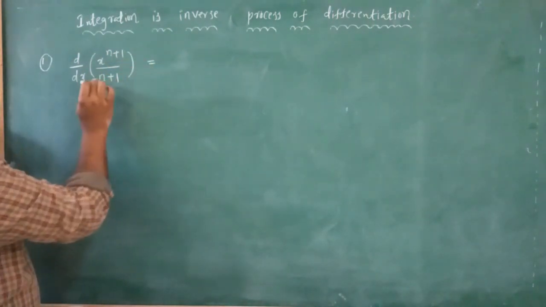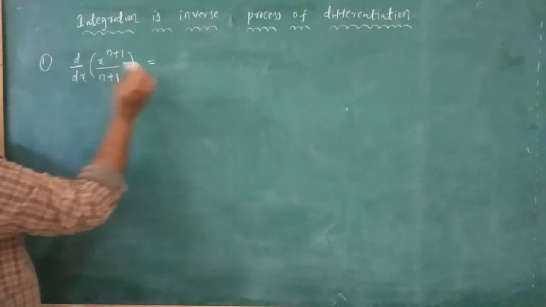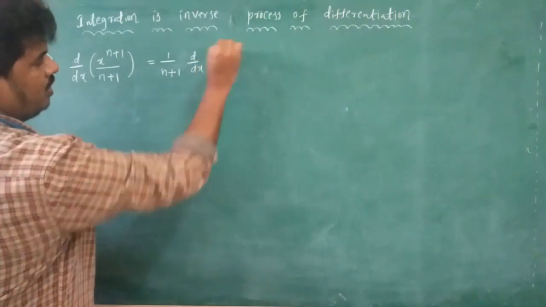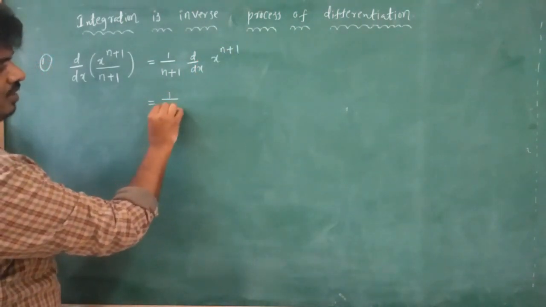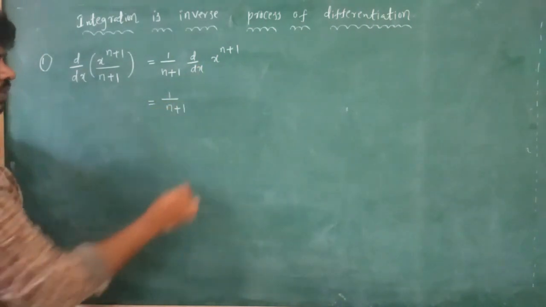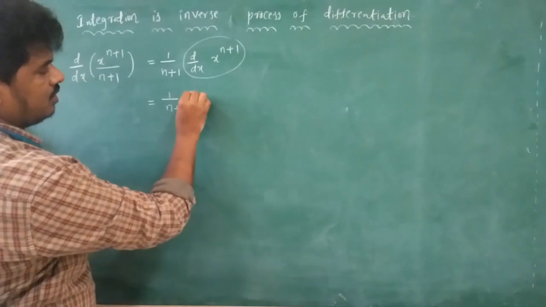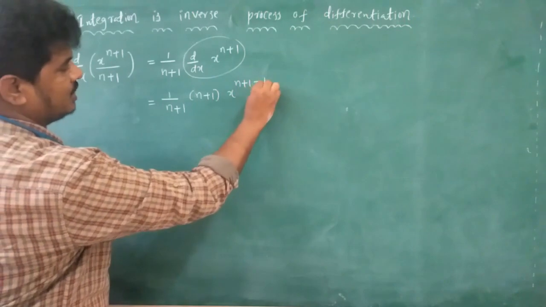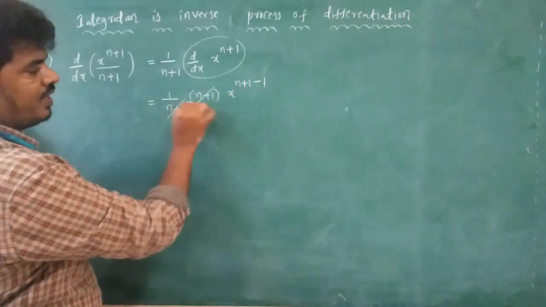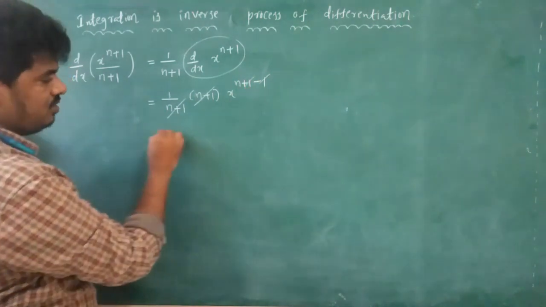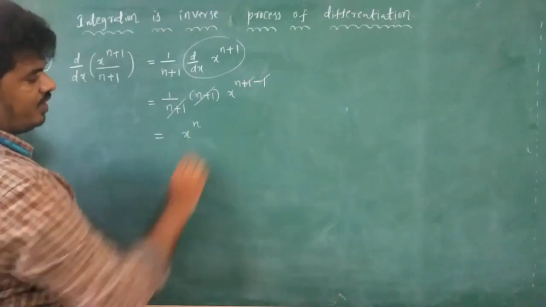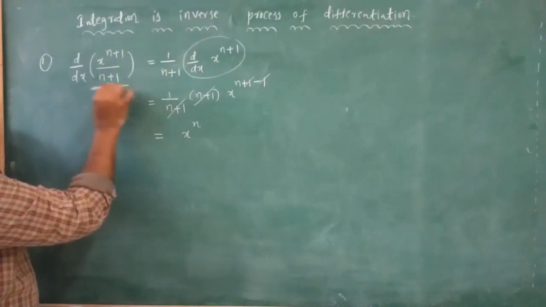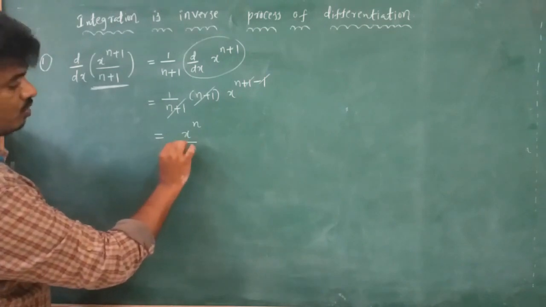Here, see, 1/(n+1) is a constant, so it will be taken outside: 1/(n+1) times d/dx of x^(n+1). That is equal to 1/(n+1) times, what is the derivative of x^(n+1)? (n+1) times x^(n+1-1). Here n+1 gets cancelled and 1 gets cancelled. Finally we will get x^n. Just observe, the derivative of x^(n+1) divided by n+1 is x^n.